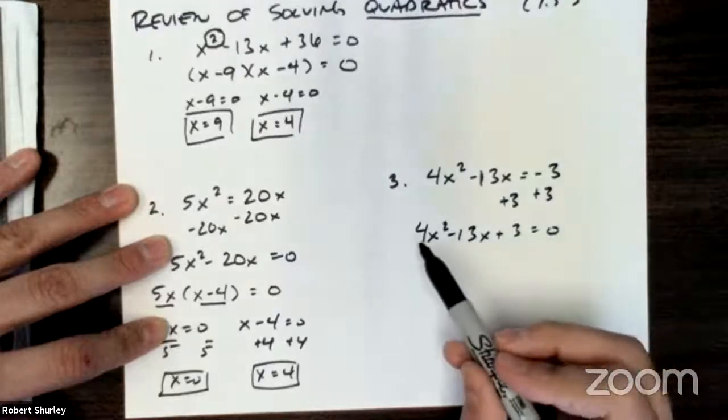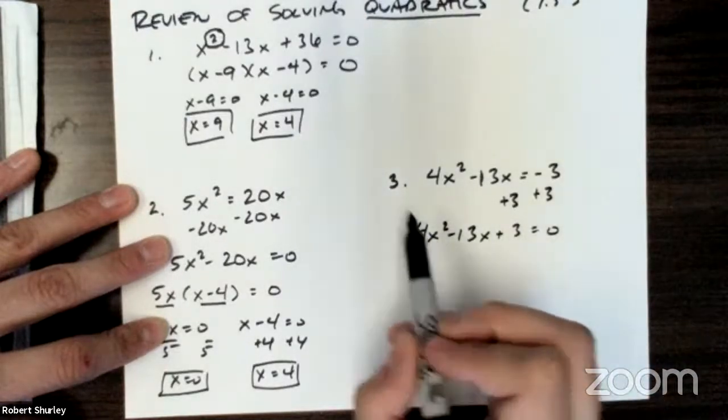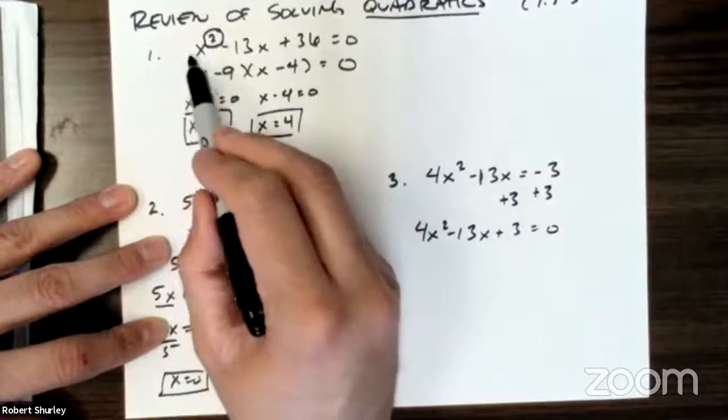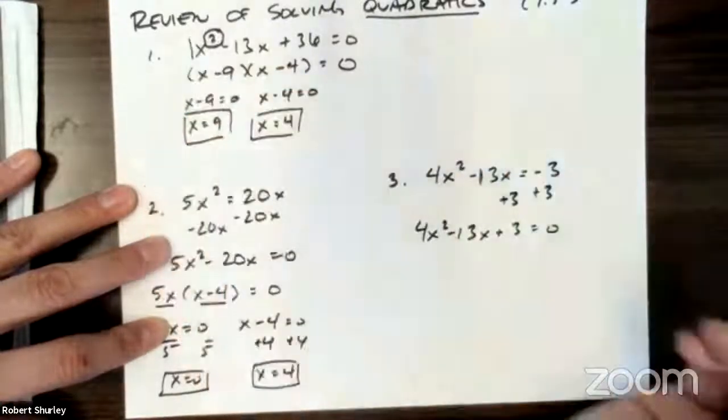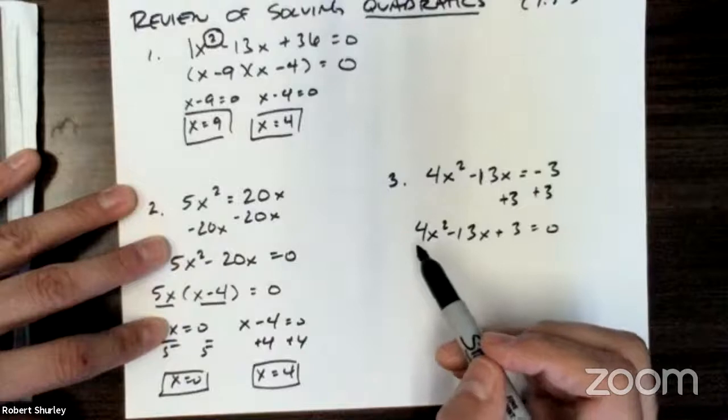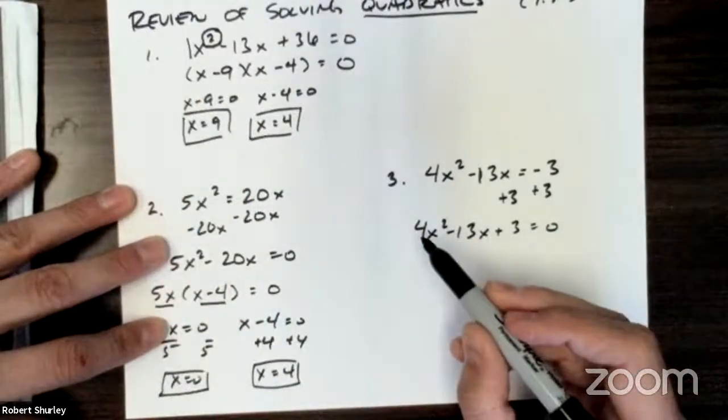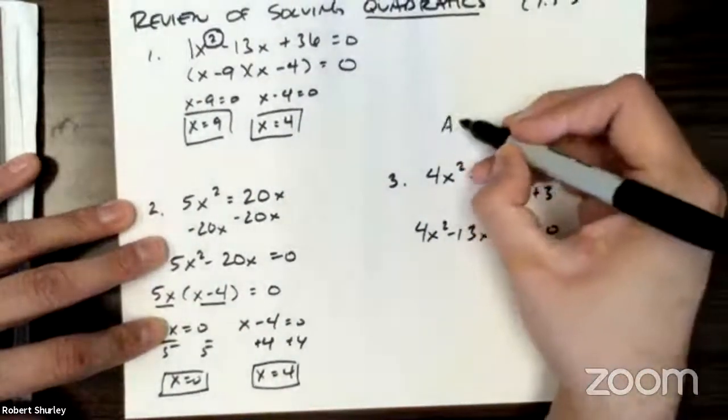This one's a little different though, because we've got a 4 in front of the x squared. Over here, I did not have a number. Actually, I had a 1, right? But I didn't have a number other than 1. And if we have a number in front of here, I like using what's called the AC method.